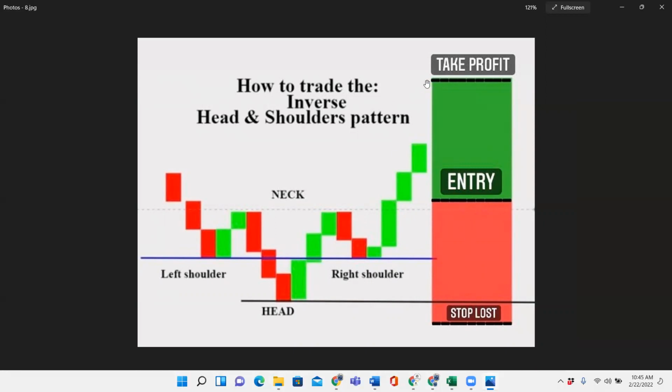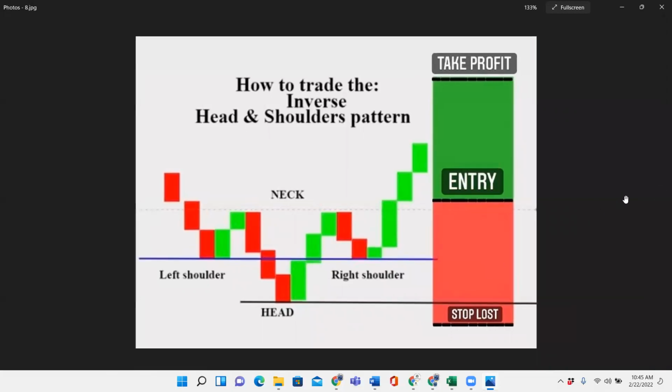I'm going to take my take profit way up here, and then I'm going to put my stop loss right below the head. This is how I like to play head and shoulders, because I believe, like I said, if it comes down past the headline, you're just wrong. So you need to get out of this trade. Take a look at this, guys.